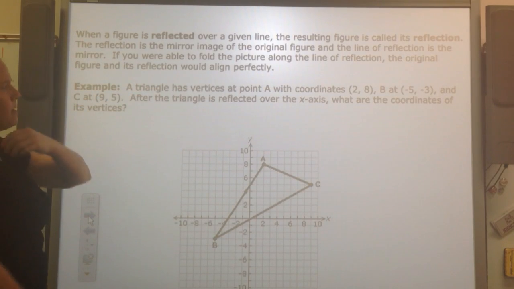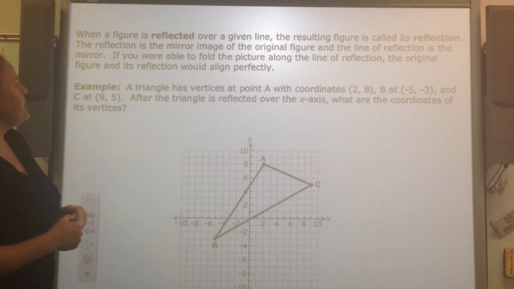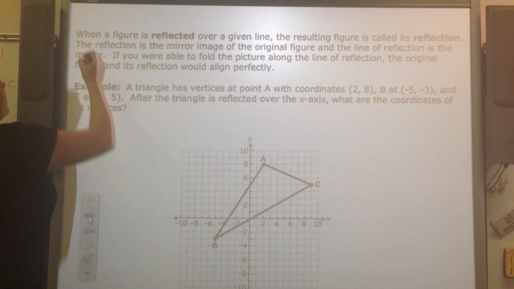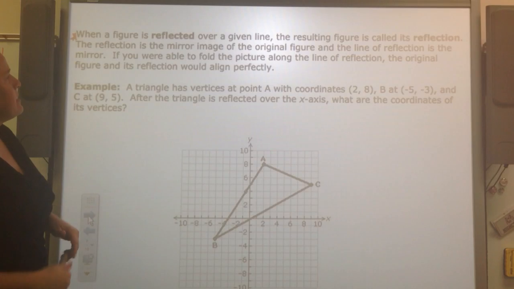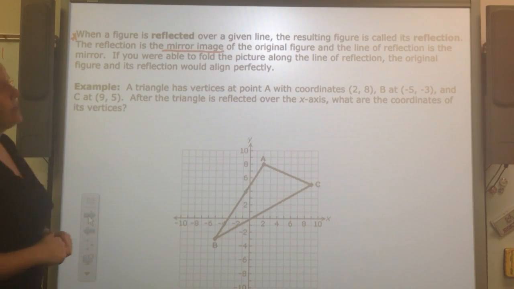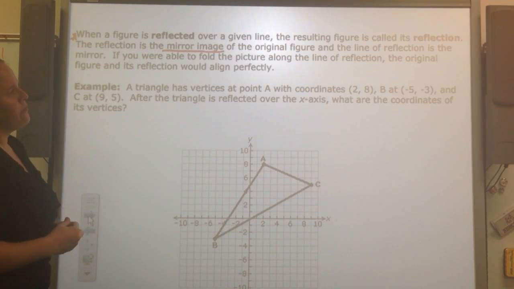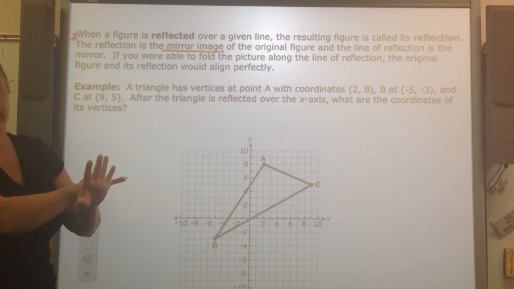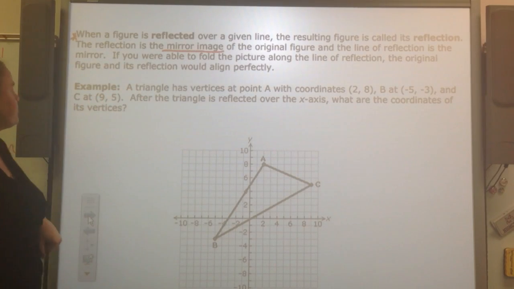I'm not so concerned about all of this. Let's look at it, and I'll tell you what part to write down. When a figure is reflected over a given line, the resulting figure is called its reflection. I do want you to record that first sentence. The reflection is a mirror image, so write that down, of the original figure, and the line of reflection is the mirror. If you were able to fold the picture along the line of reflection, the original figure and its reflection would align perfectly. So again, just copy that first sentence and then mirror image.